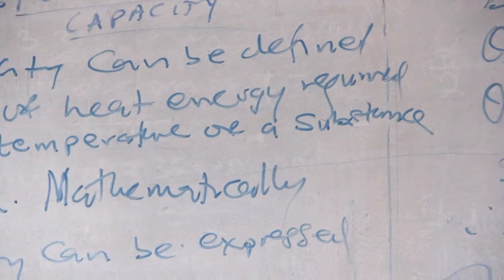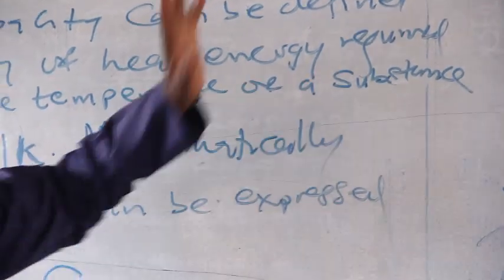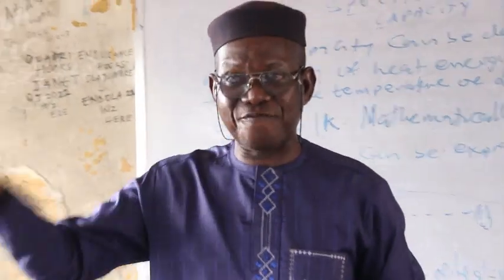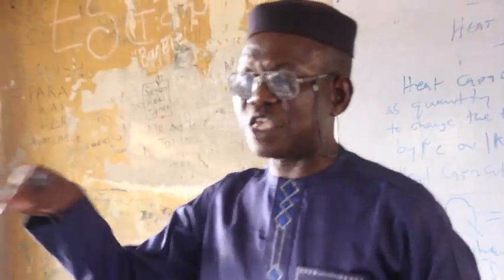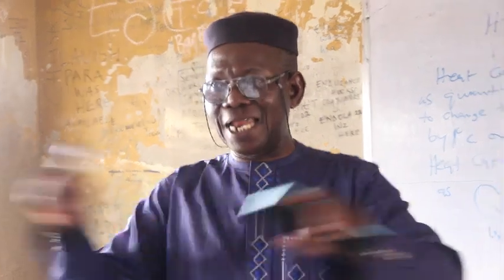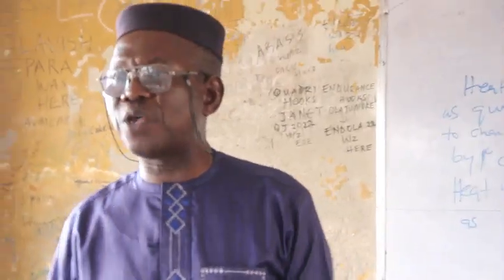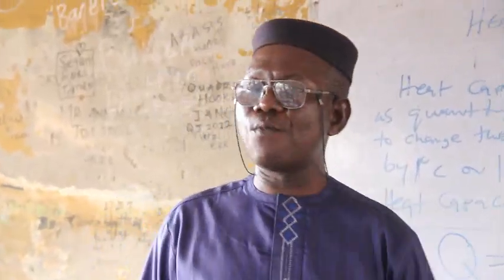Here there is nothing like mass. We just say a substance. But to now define specific, you want to specify. That's why we say specific heat capacity, not general heat capacity. Specify. So when the word specific is now added, then mass must be mentioned.